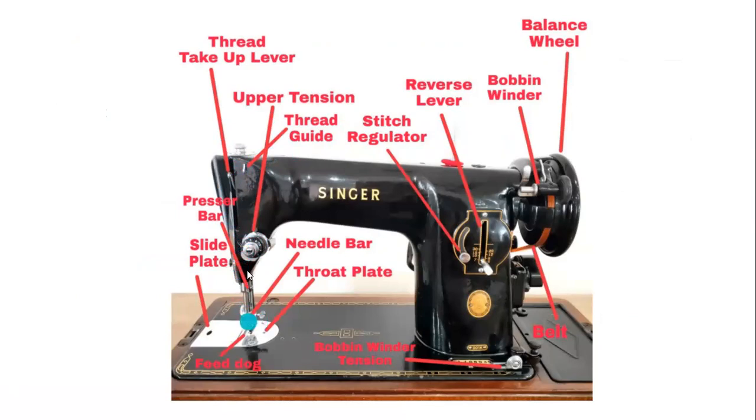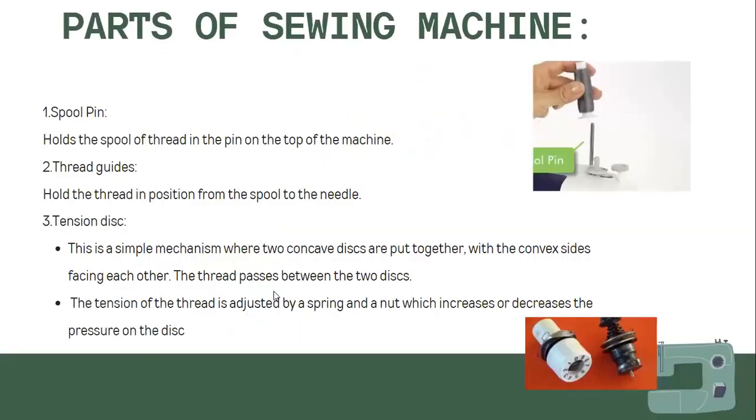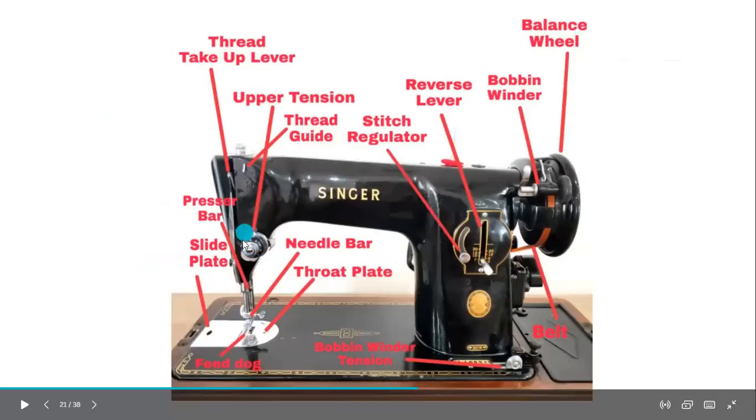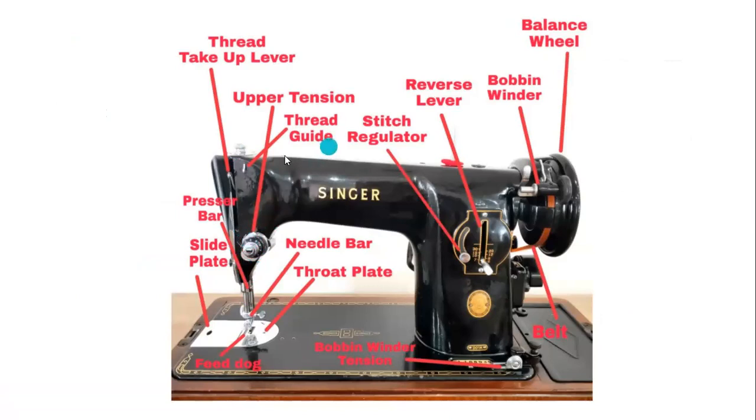This is the needle here. This is where the thread will be threaded onto the needle. Then you have a tension disc. It will wind over here, and these are two concave discs. This is the tension disc over here. After the thread passes through the thread guide, it goes to the take-up lever, and then it passes on to the tension discs over here.